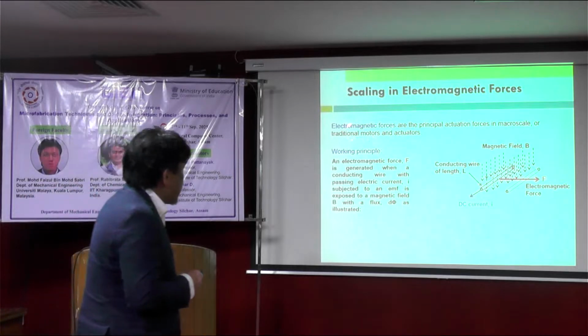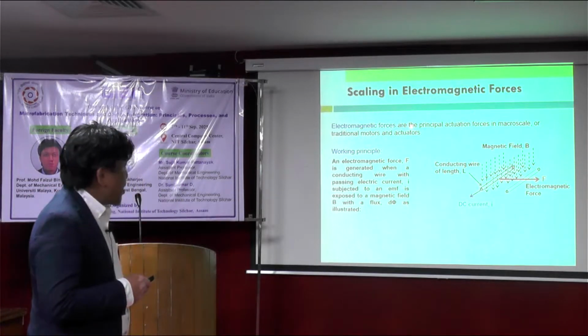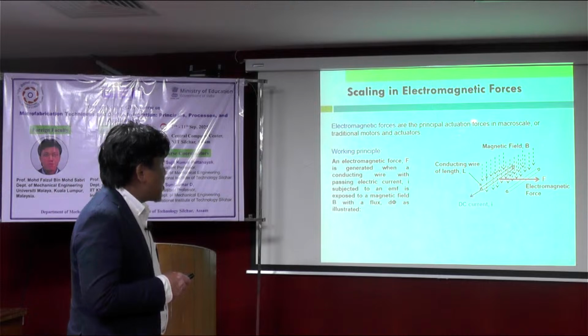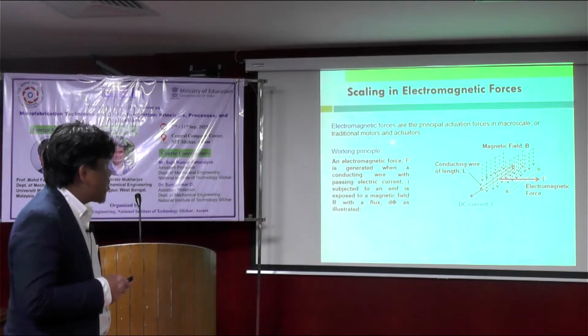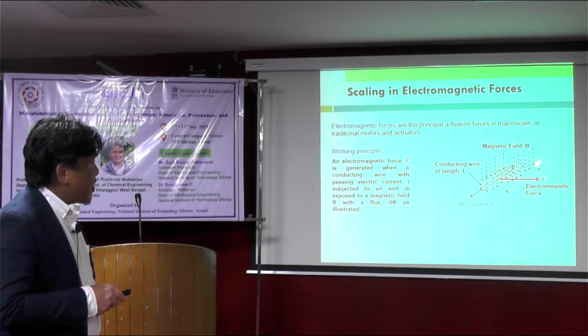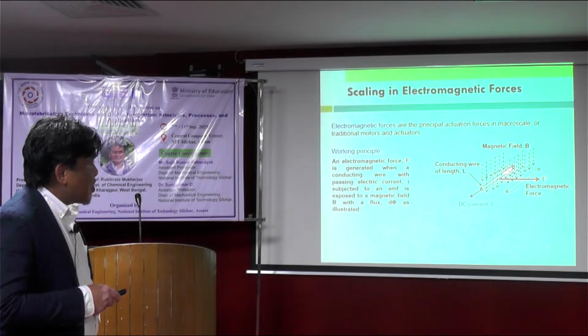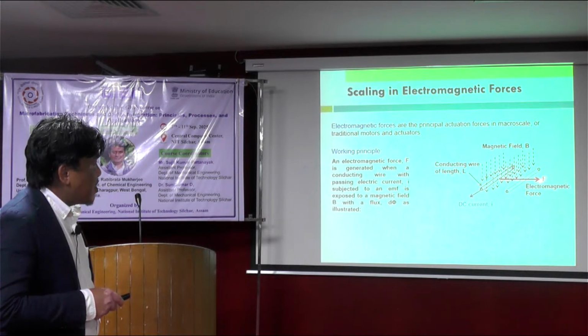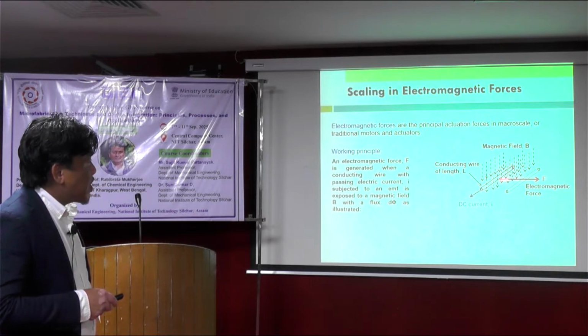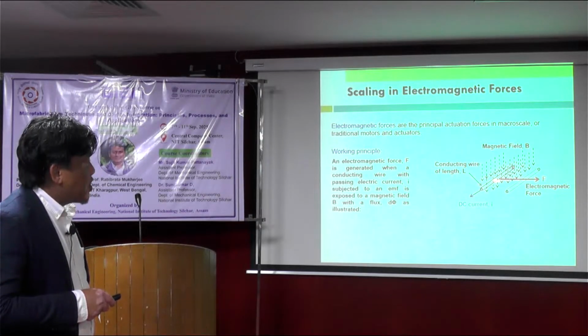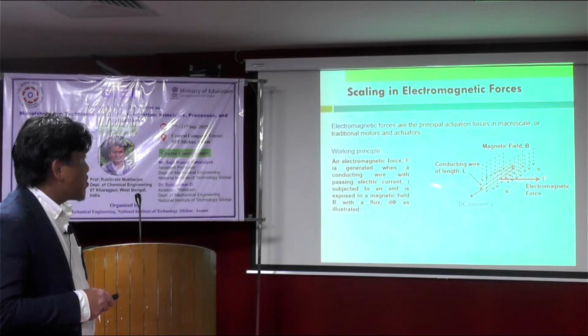Then we look into electromagnetic forces. Electromagnetic forces are the principal actuation force in microscale or traditional motors and actuators. So basically, if we have current flowing in a conducting wire, then you have a magnetic field. So you can have a force on this wire due to EMF or electromagnetic force.